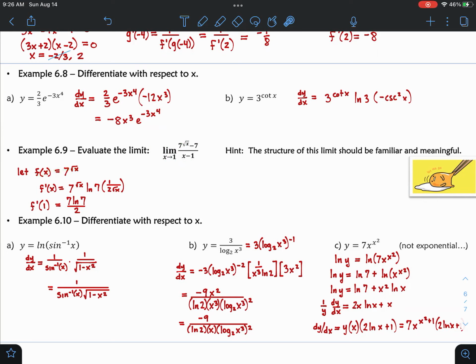This is my f of x. Here's my f prime. Again, same constant, same exponent, log of your base, and then chain rule based on the new exponent. You now plug a 1 in everywhere you see an x. This is what you get.